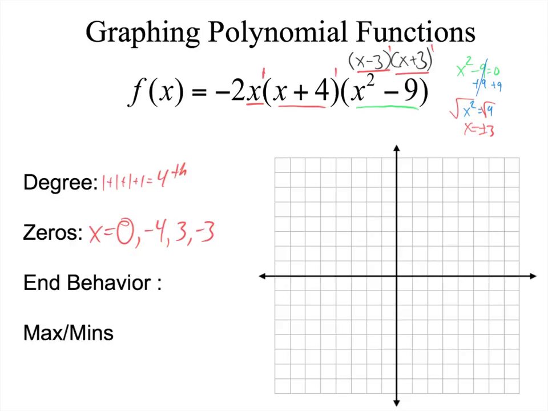Let's mark those zeros down. So we got a 0 here at 0. We got one at negative 4. We have one at negative 3. And we have one at positive 3. There's 4 zeros.